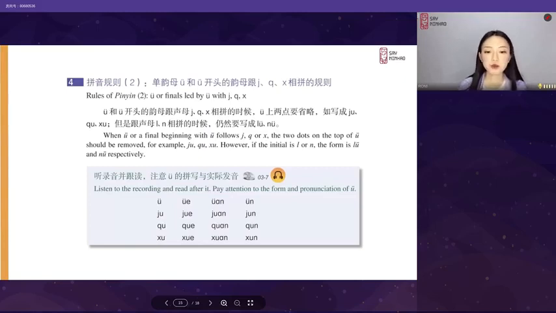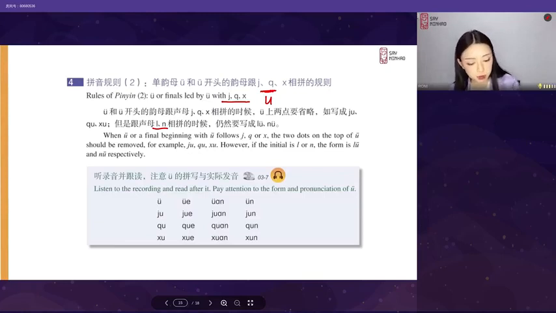The pinyin rules. When yu finals, which are yu itself or the finals that start with yu, come after j, q, x, we get rid of these two dots on yu and put the tone mark on it. And when it is after l and n, nothing happens, okay? Nothing happens. Let's see some examples.